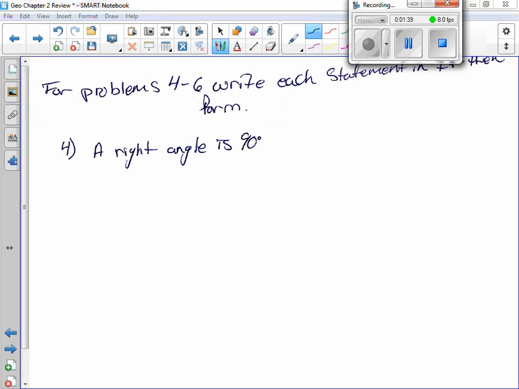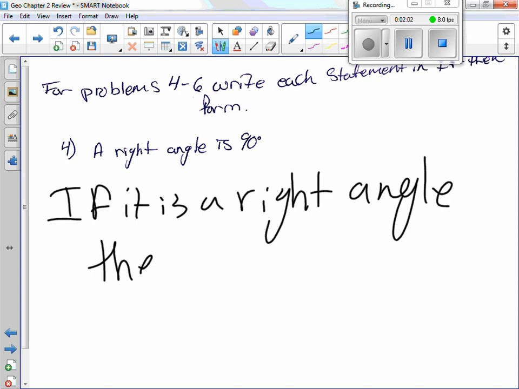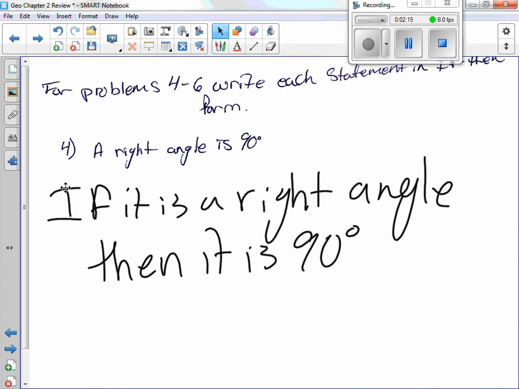All right, guys, so the next thing we're looking at is problems 4 through 6. 4 through 6 is to write each statement in if-then form. So when we look at the first one, a right angle is 90 degrees. So if it is a right angle, then it is 90 degrees. Because we're just changing the original statement into if-then form. So this one here, if it is a right angle, then its measure is 90 degrees.